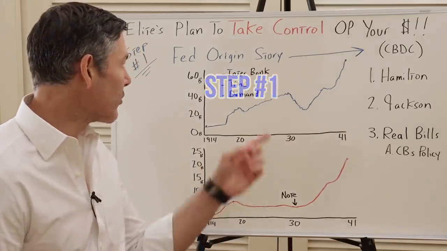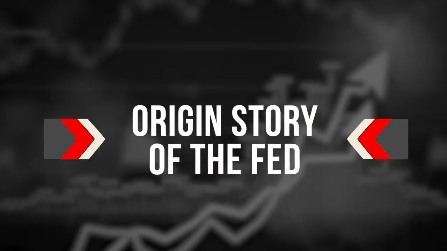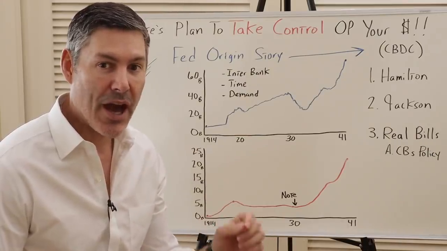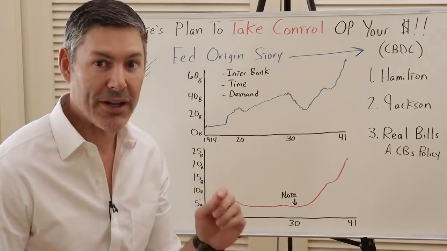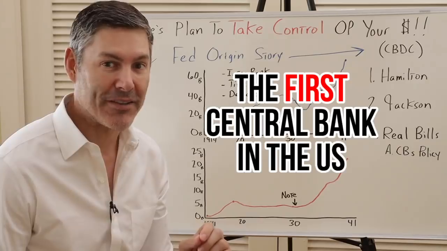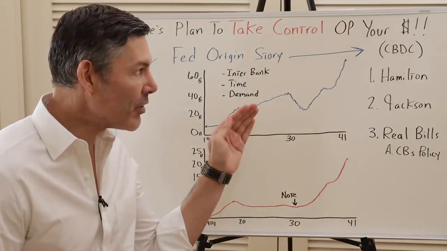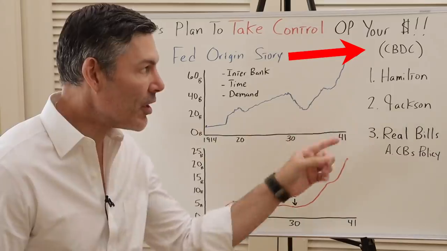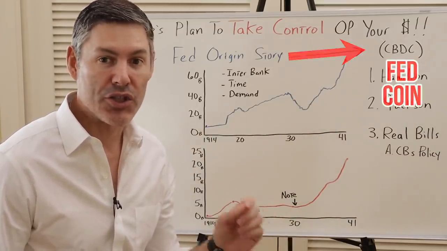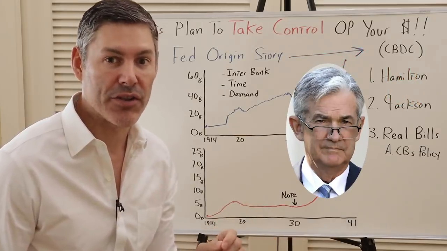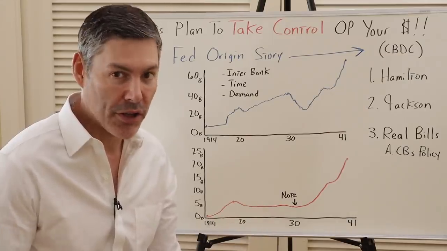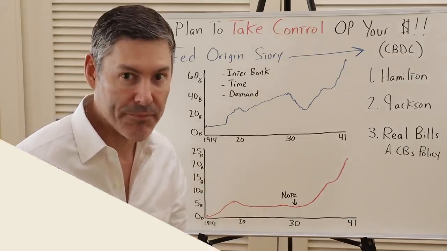Step number 1, let's go over the origin story of the Federal Reserve. If we understand how the Fed was created, and not just the Fed, but the first central bank in the United States, we can see how this may point directly to the central bank digital currency, or Fed coin, that Jerome Powell and a lot of other central bankers have been talking about. To explore this further, let's go right to the internet.